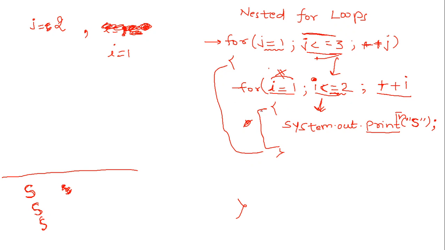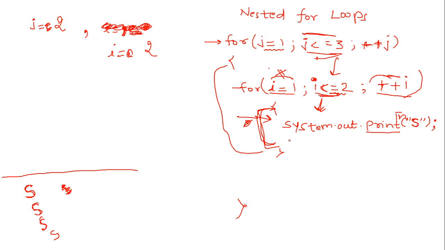Right? Again, once this block executes, we will increment the I by 1. I value will become 2. Again this condition will be checked, 2 less than equals 2. Again the condition is true. We will execute this one, and again we will print in our output, which is S.